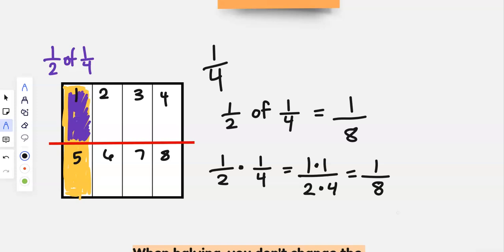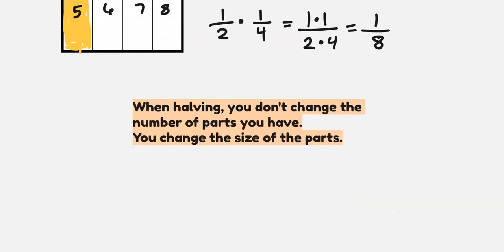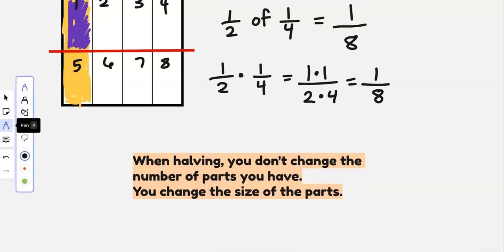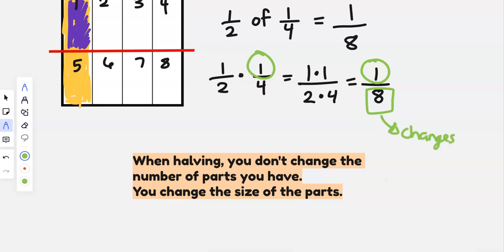So visually what we're doing is we're taking our whole and taking the parts of our whole and cutting all of them in half, and then we just want to take half of whatever we had colored. So we had 1/4 colored, so when we half that, we need only 1/8. We need less stuff, so we make our pieces smaller. When halving, you don't change the number of parts you have, you change the size of the parts. So our numerator here, our 1, never changes. We had 1/4 and 1/8. What changes is our denominator. It changes the size of the pieces that we have.